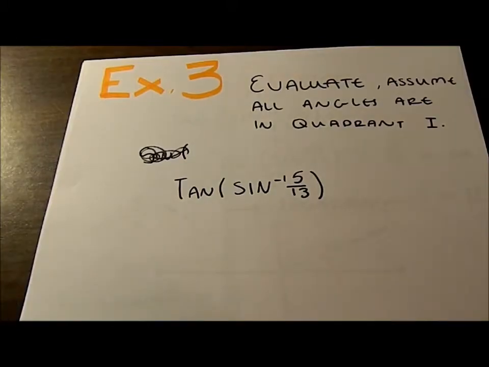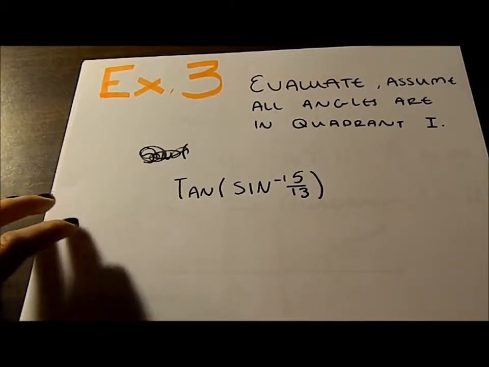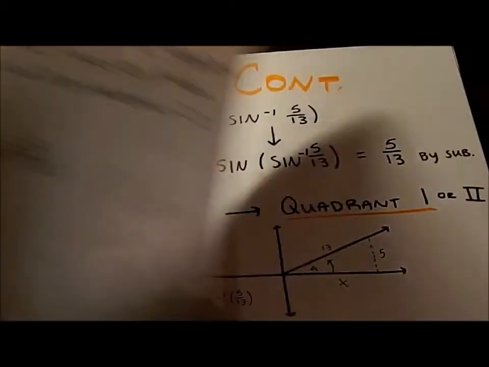For our third example, we're going to evaluate the tan of the inverse sine of 5 over 13, 5/13. I mean, we're going to assume that all angles are in quadrant 1 just to make everything a little bit easier.